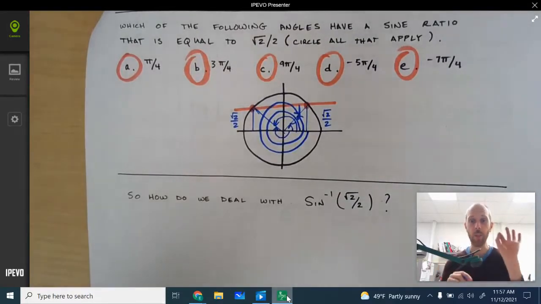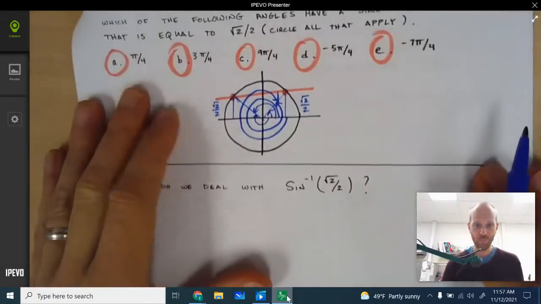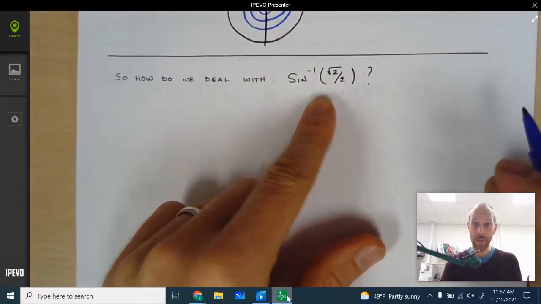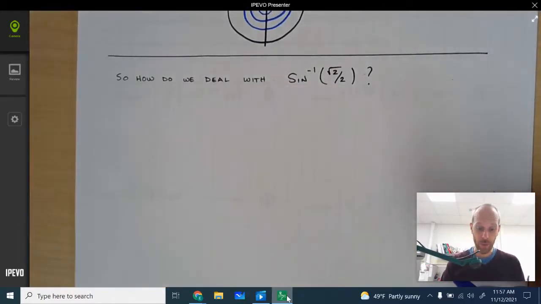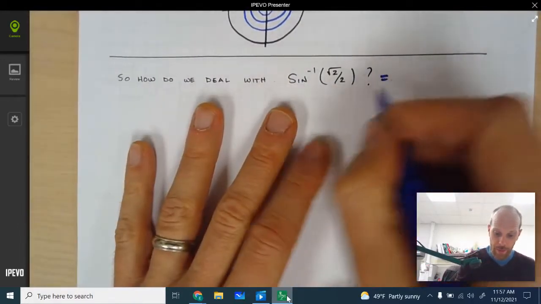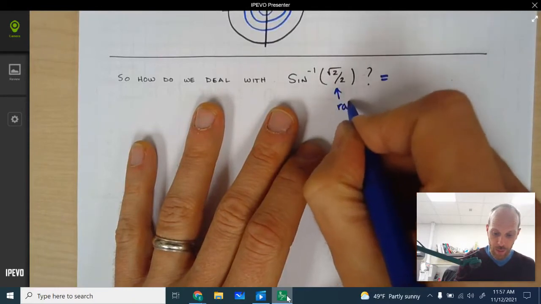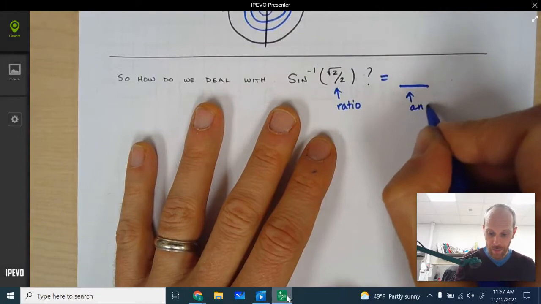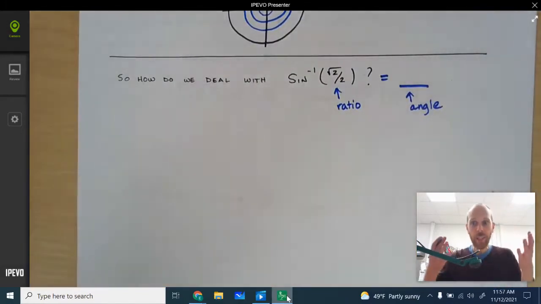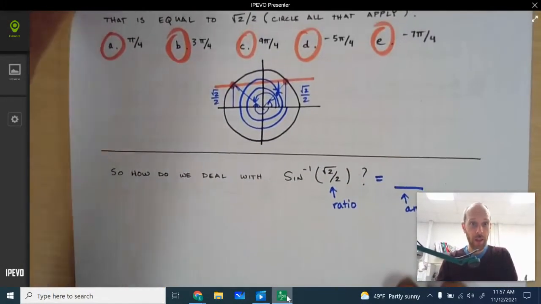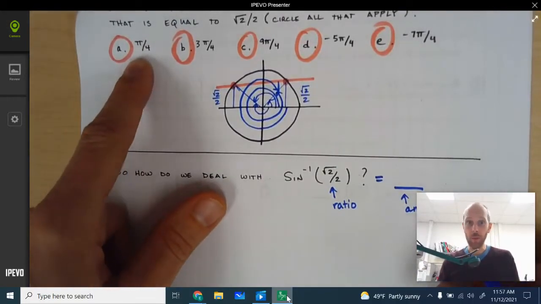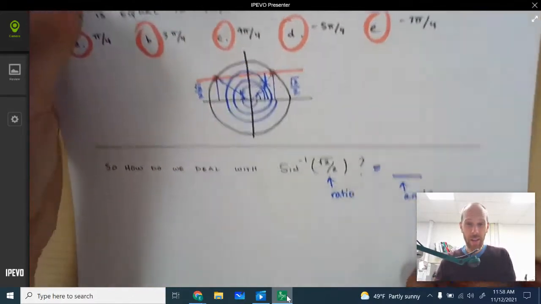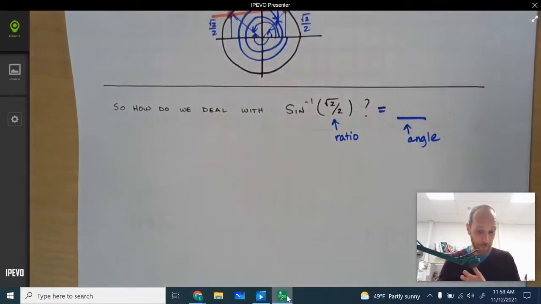Which beckons the question, what do we do when we're asked this? Inverse sine of roots of 2 over 2. Well, we know that inverse sine, you start with a ratio, and the answer has to be an angle. But which angle? Do we say pi over 4? Do we say 3 pi over 4? Do we say 9 pi over 4? Do we say one of these two negative angles? They all have the same sine ratio, right?